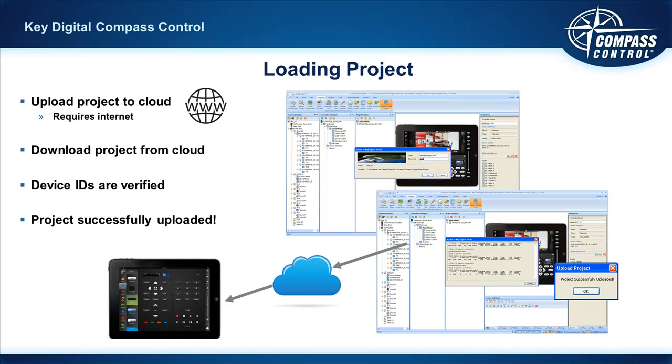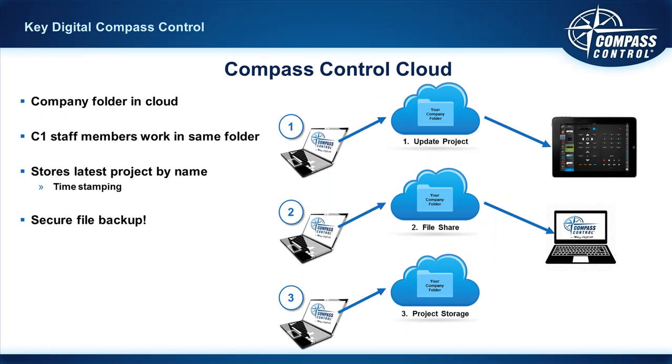And then on the iPad, we're able to just press a button which says Update Project, and it pulls that project into the iOS device. It says, hey, I'm iOS number 1234556 ABC. What is the latest project in the cloud for me? Because every project goes up and it's stored by name with time stamping, and the iOS device and Android device is able to find the latest project loaded for it to pull down. So we look here at 3 different functions of the Compass Control Cloud.